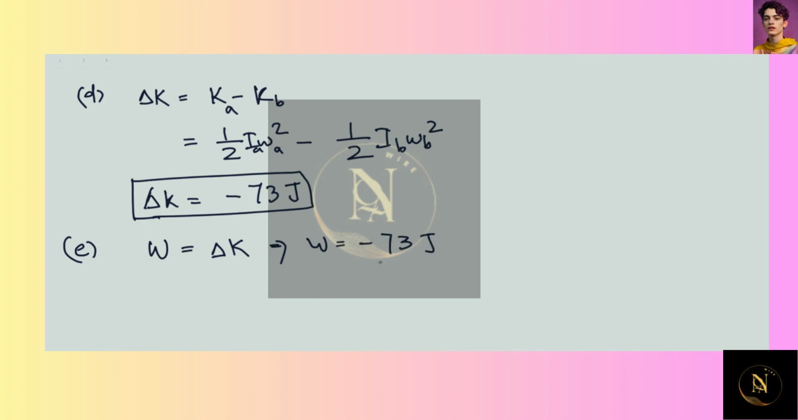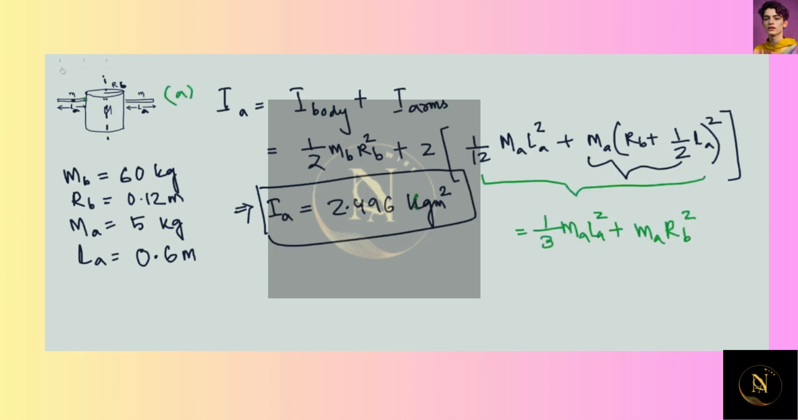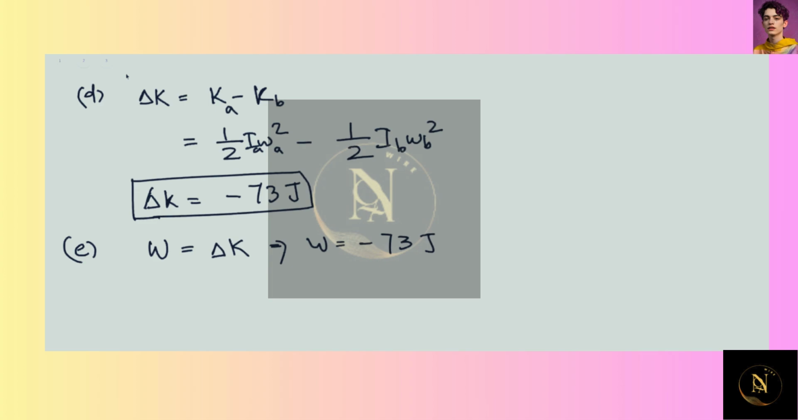Now, if work is positive, work is done by the system, and the system here is this whole cylinder plus arm system. And if work is negative, work needs to be done on the system. So therefore, to change from A to B, we need work to be done on the arms in order to bring the arms into the sides when rotating.